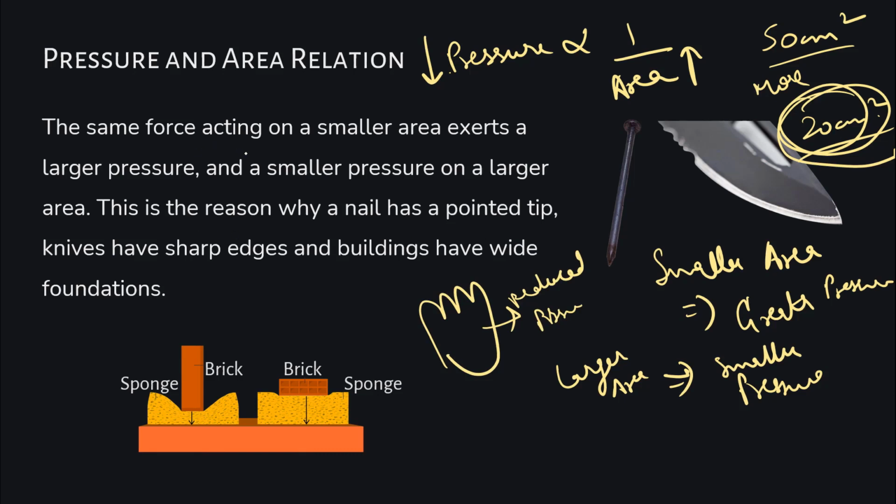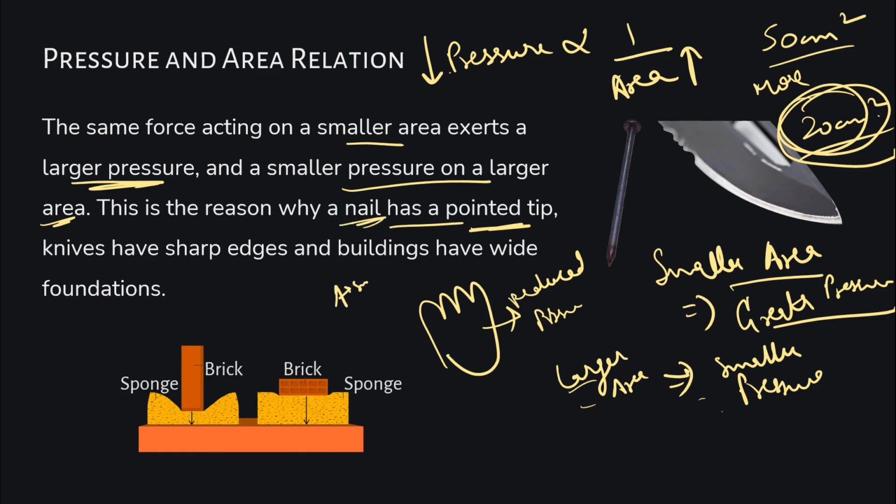So the same force acting on a smaller area exerts a larger pressure, right? Smaller area, greater pressure, and smaller pressure on a larger area, right? Smaller pressure, larger area. This is the reason why a nail has a pointed tip. So why does a nail have a pointed tip? Pointed tip has smaller area. Smaller area means greater pressure. Greater pressure means that the nail can go in easily. Knives have sharp edges. Why? Sharp edges means less area. Less area means more pressure. So it is all interrelated.